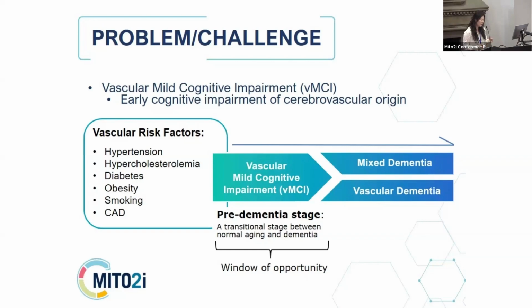So VMCI is a transitional stage between cognitive decline due to normal aging and dementia, and it is often referred to as a pre-dementia stage because it provides a critical window of opportunity for intervention and potentially altering the trajectory of disease. So it is very important for us to understand the VMCI stage better and identify possible modifiable factors that we can use to slow down the cognitive decline.